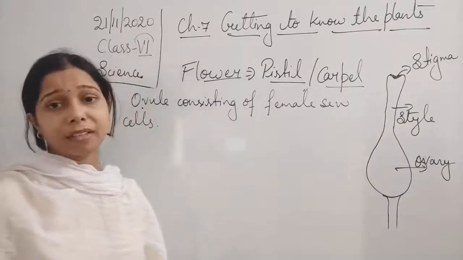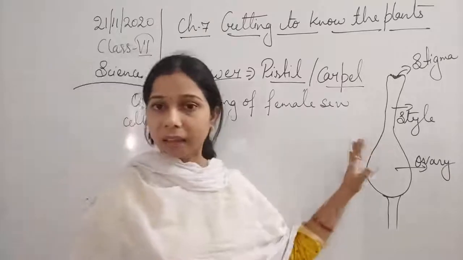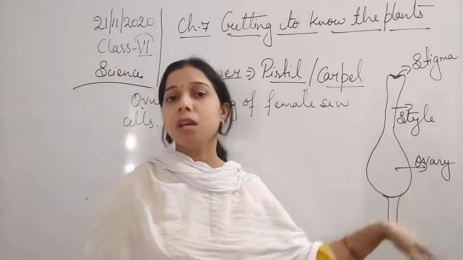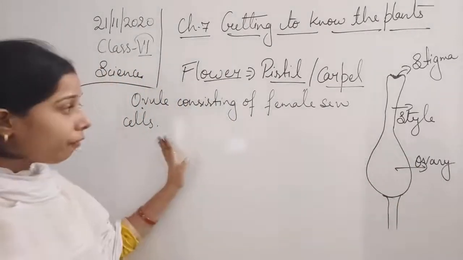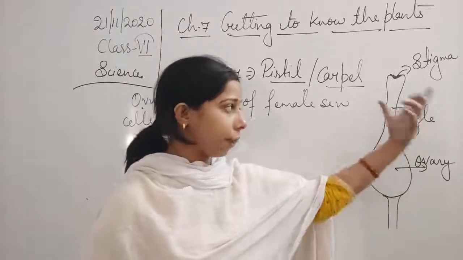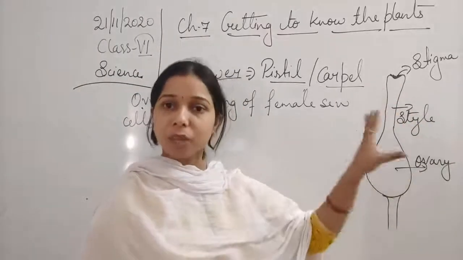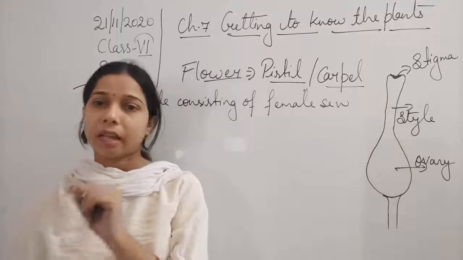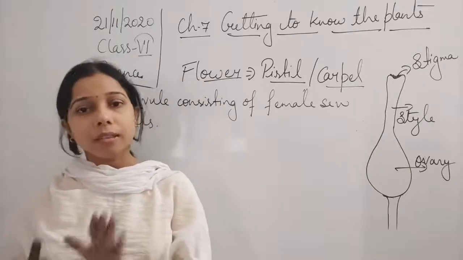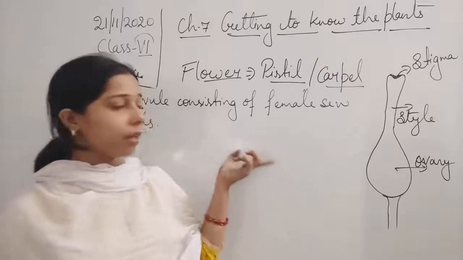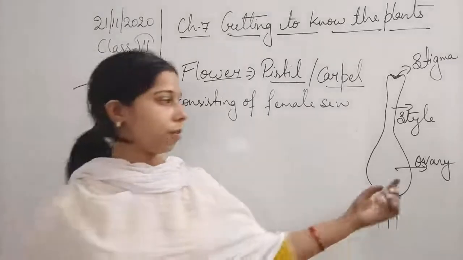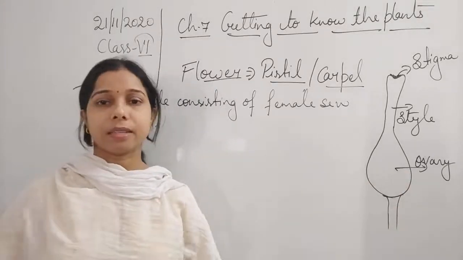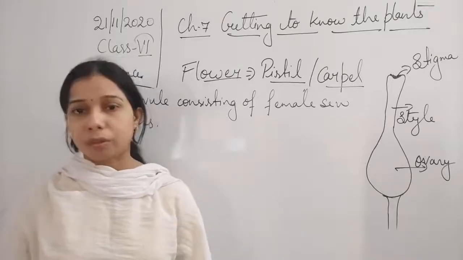Now the pistil is again divided into 3, students: the stigma, style and ovary. Stigma is the outermost part, style is the middle portion, and ovary is the swollen portion. Stigma helps in sticking the pollen grains, style is a connecting link between the stigma and ovary. The ovary consists of very small, tiny egg-like structures known as ovules. So an ovule is a small egg-like structure present in the ovary, and this ovule consists of female sex cells. Okay, now this is all about the flower.